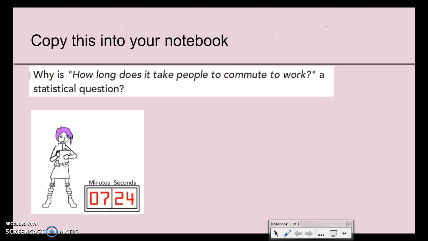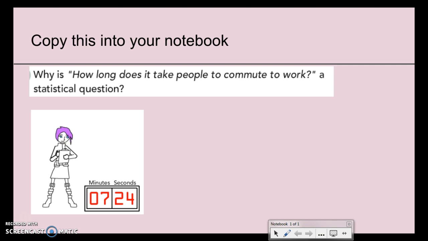Okay? All right, so copy this into your notebook. Why is "how long does it take people to commute to work" a statistical question? Whoa. The first time, guys, you read a question, it's not always going to make sense. So when you read a question, read it more than one time.